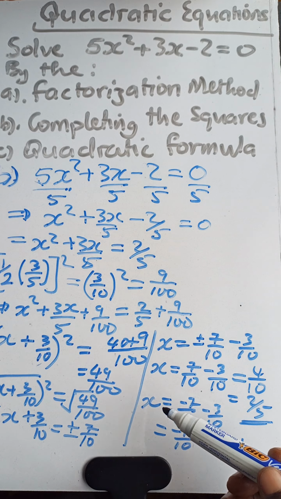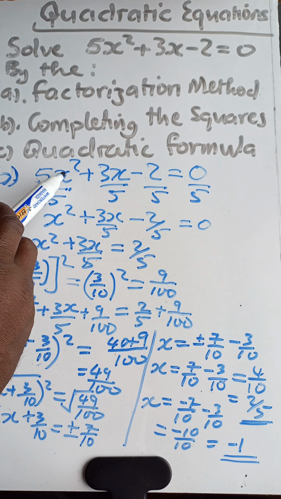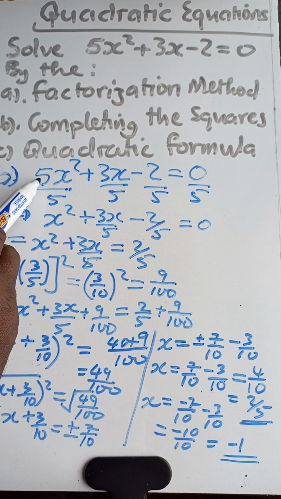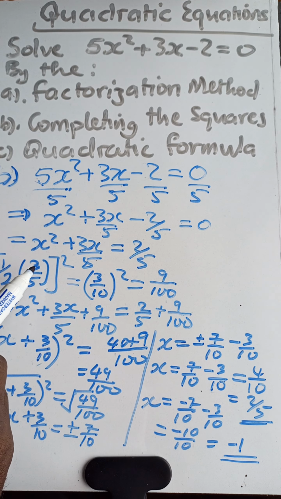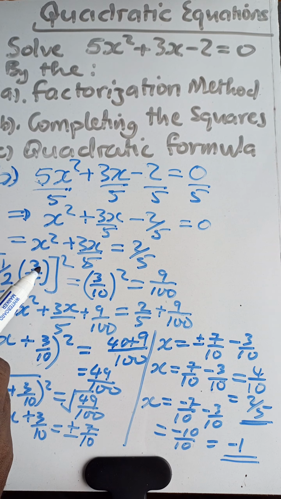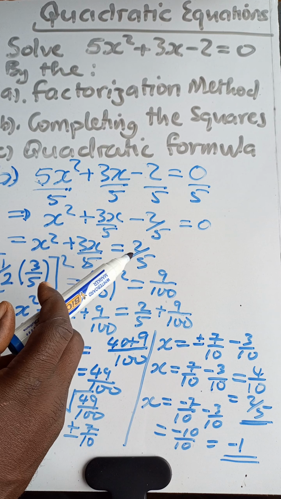All right, so that is the working when we use the completing the square method. Again, pay attention. We start by making the coefficient of x squared 1. That's the first thing to do. Divide all through by that. Next, we take the constant term to the right hand side. Then next, we add half the coefficient of x, squared, on both sides.